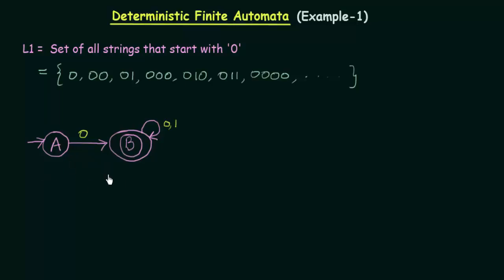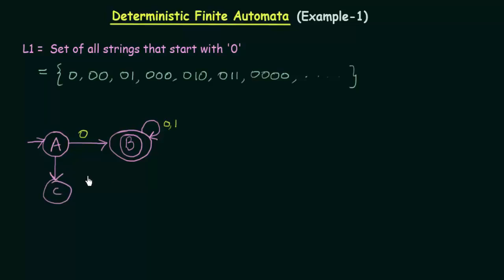Now is this complete? No, this DFA is not complete. Why? Because we already mentioned what will happen if A gets the input 0, but we did not mention what will happen if A gets the input 1. A is my starting state, and if I get input 1, that means 1 is the first digit. Should that be accepted or not? No, it should not be accepted. I should accept only those strings which start with 0. So if it starts with 1, I'll send it to another state which I call state C.